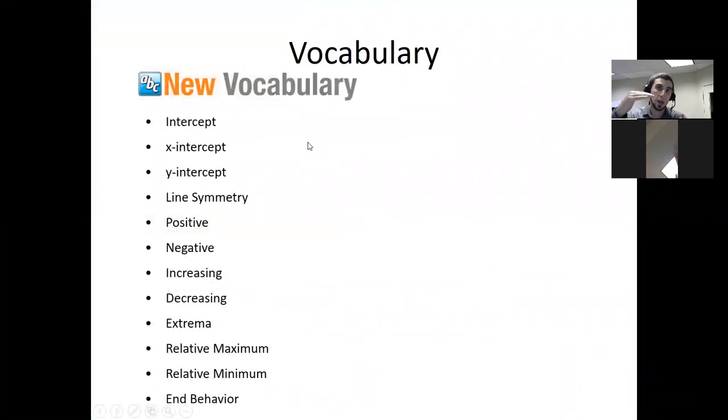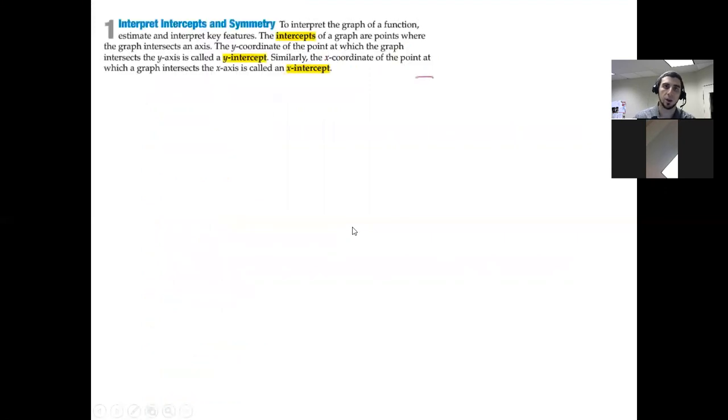Now, that's a whole lot of new vocabulary. Some of it might be familiar, and we'll just refresh you on what that means, but some of it might be totally foreign to you, and that's fine. We're going to go through all of this stuff, talk about intercepts, x and y intercepts, line symmetry, what it means for a graph to be positive and negative, increasing, decreasing, what are extrema, relative maximums, relative minimums, and something called end behavior. So let's first, in this video, talk about interpreting intercepts and symmetry.